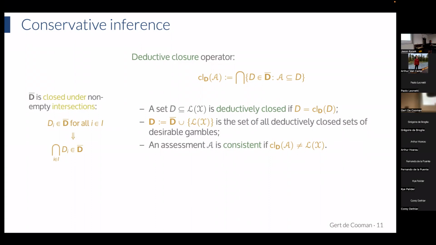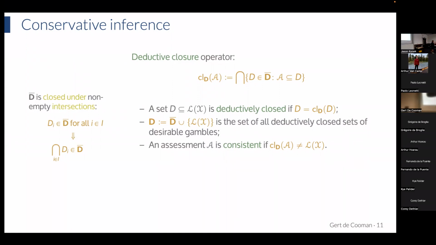I think on the second bullet point, deductively closed sets of desirable gambles, but LX is the set of all gambles, including the undesirable ones, right? Yeah, but it's deductively closed. That's my point. It's not coherent. So it's the set of all deductively closed sets of gambles.